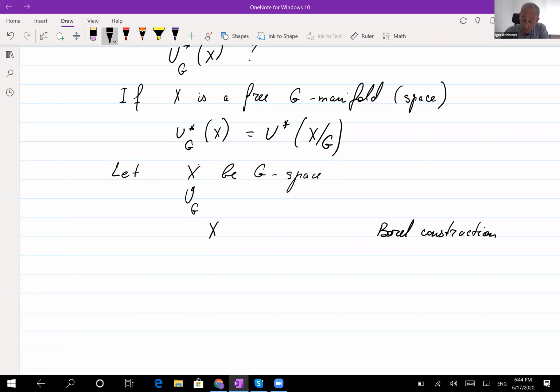Then you can define an object which is a bundle over the universal classifying space BG of your group, by taking the product of X with EG, which is a contractible space with a free action of G. On this product the action of G is free, so you can take the factor space. This is by definition XG. So you have a bundle over BG with fiber X itself.